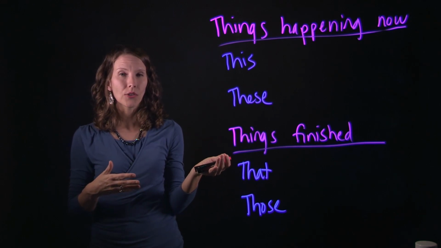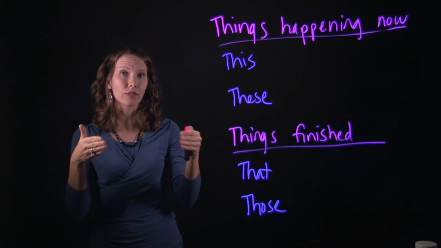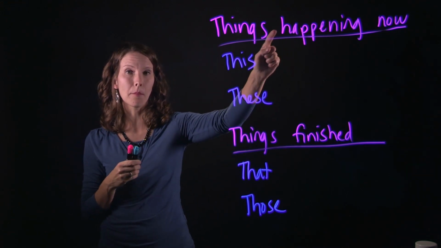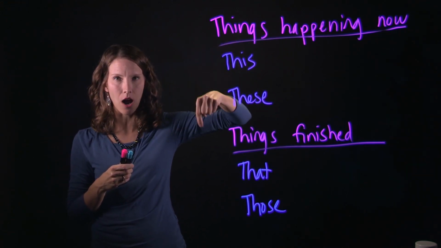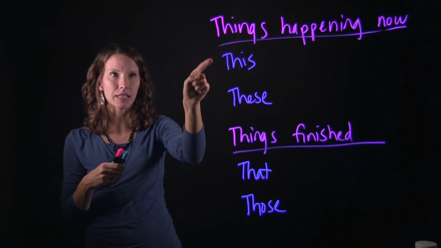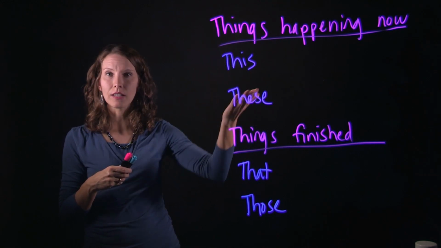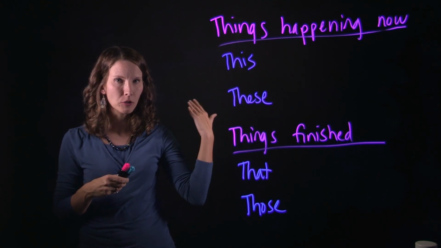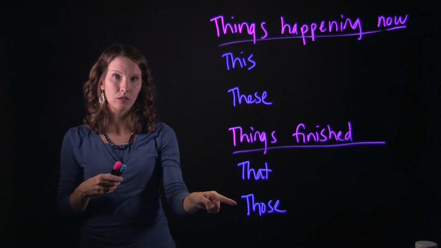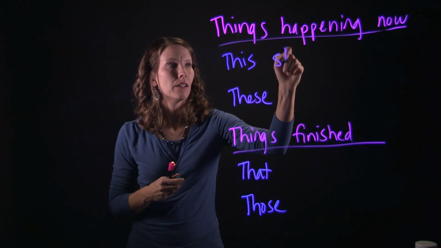But the difference can also have to do with when the noun has occurred, with the passage of time. So if you're referring to something that is happening right now, close to you, then you would use this or these, and again, singular, plural. If you're referring to something that happened in the past, it's already finished, it's far from you, that's when you would use that or those. So let me give you an example with this.